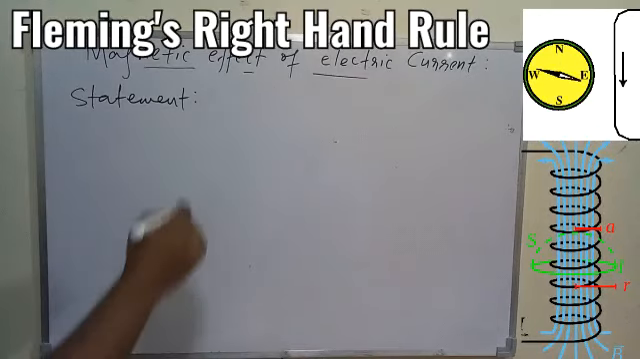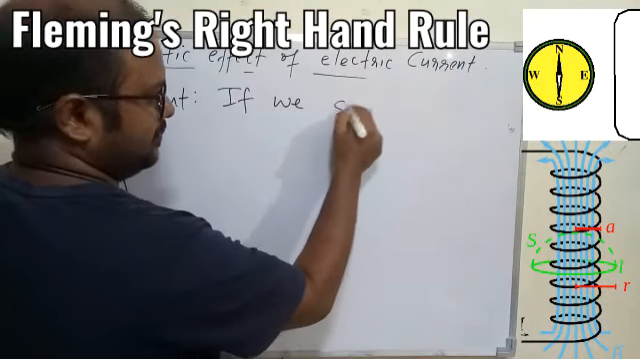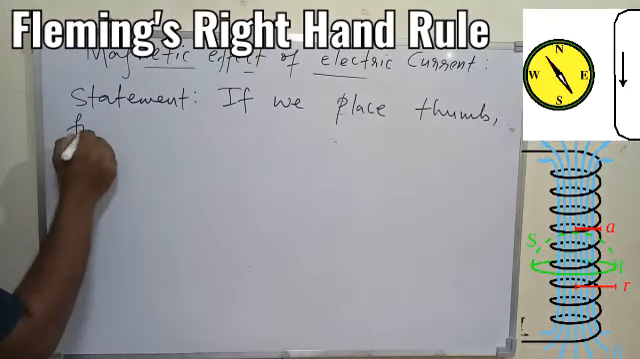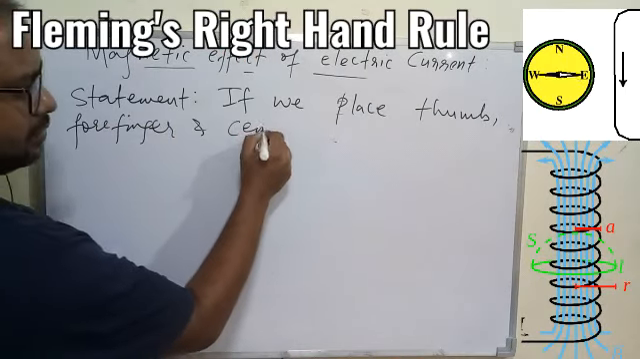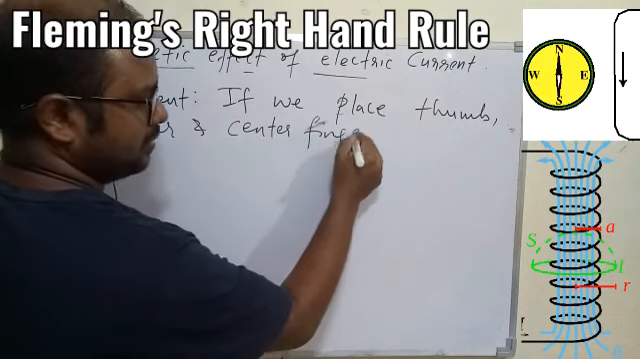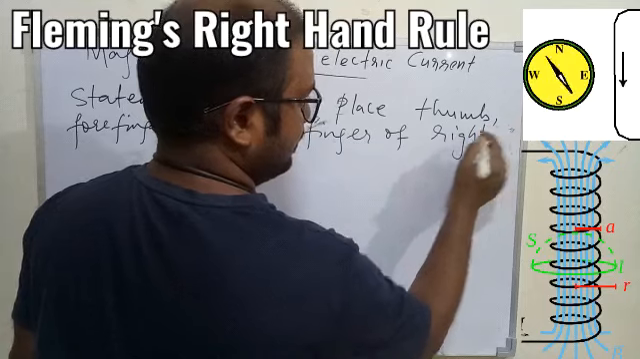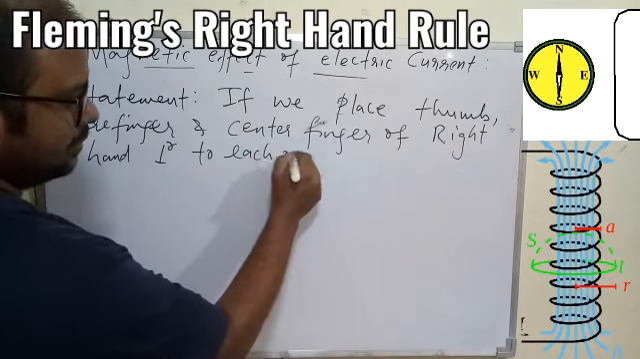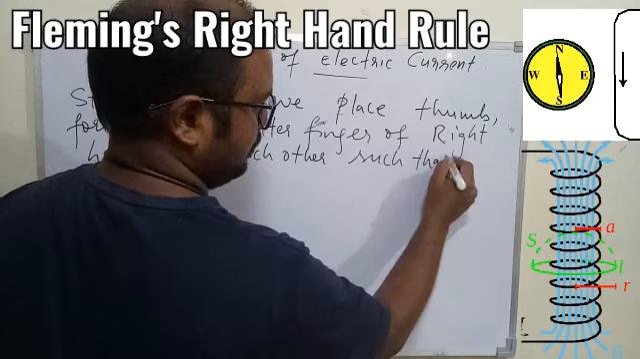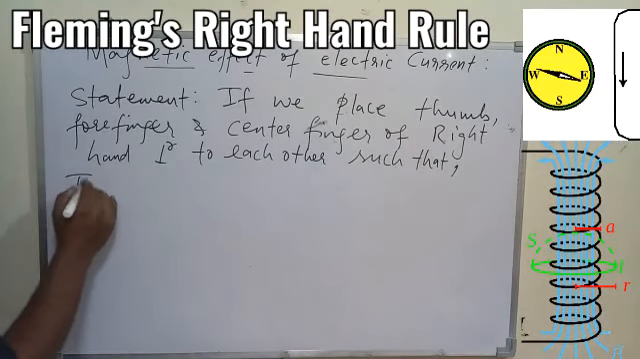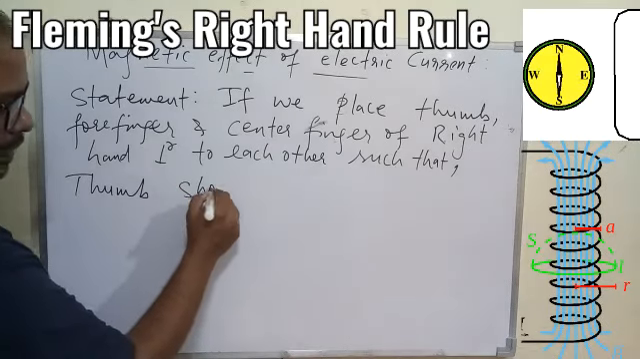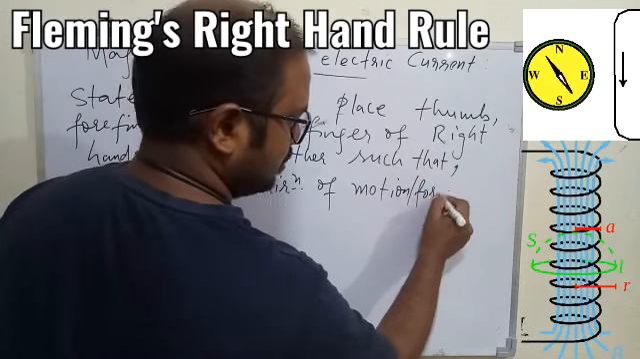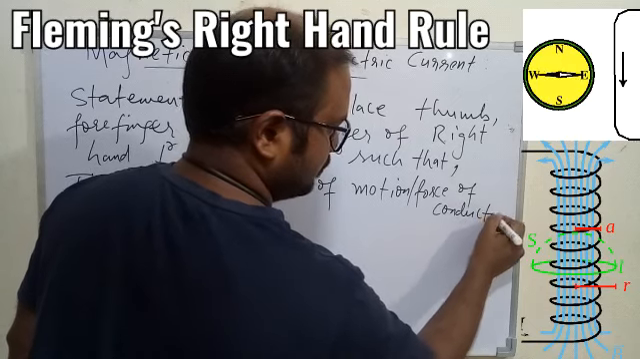So I am talking about Fleming's right hand rule now. If we place thumb, forefinger and center finger of right hand perpendicular to each other such that thumb shows direction of motion or force of conductor, which is a part of the coil.